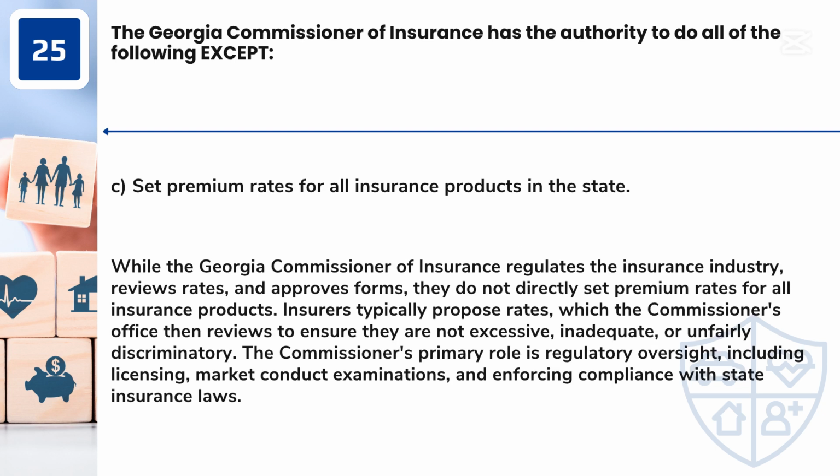Answer: C. Set premium rates for all insurance products in the state. While the Georgia Commissioner of Insurance regulates the insurance industry, reviews rates, and approves forms, they do not directly set premium rates for all insurance products. Insurers typically propose rates, which the Commissioner's office then reviews to ensure they are not excessive, inadequate, or unfairly discriminatory. The Commissioner's primary role is regulatory oversight, including licensing, market conduct examinations, and enforcing compliance with state insurance laws.